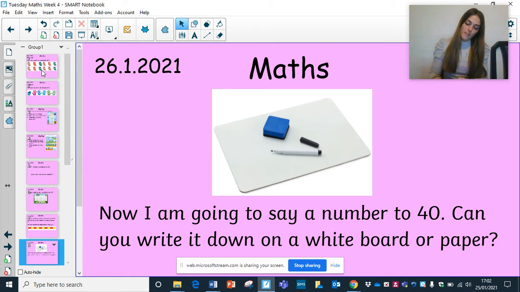Okay, and let's try one more. Can you write down the number 36? Oh, nearly showed you then. There we go. Well done if you managed to get all those numbers and form those correctly. So well done.